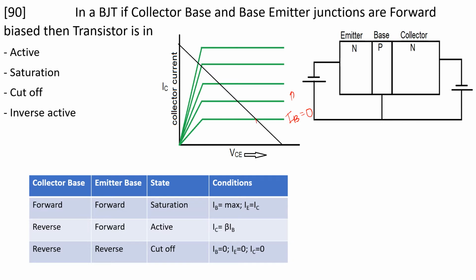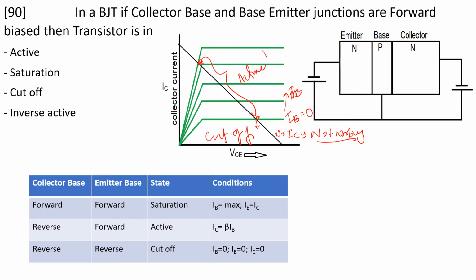Beyond or lower to this point you have no current IC, which means your transistor is not working. At this point the transistor is not working and this region is called cutoff region. Cutoff, which means transistor is off. Now as and when your IB value increases, you reach a point called active region.